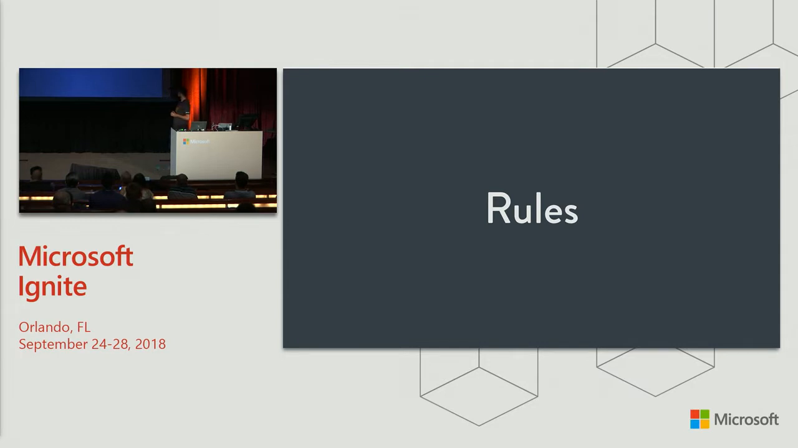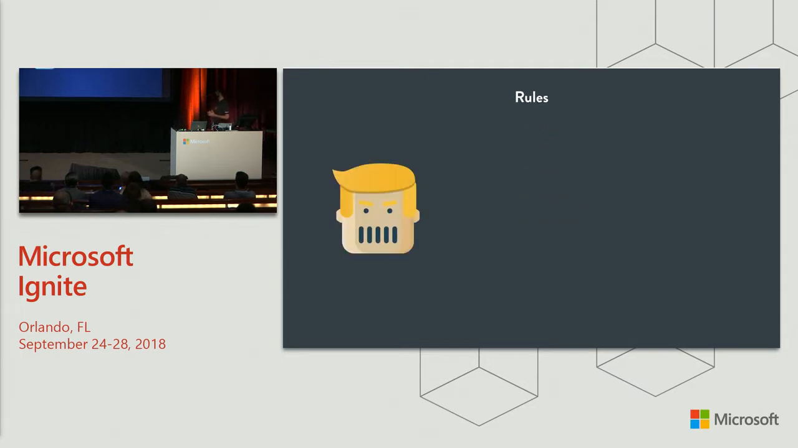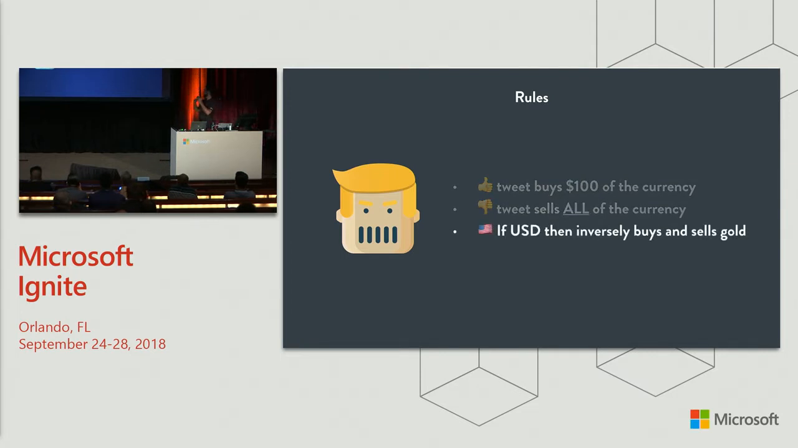So the rules of Botus are pretty simple. Oh, it's an FX trading engine. If it's a positive tweet, it buys $100 of the currency. So if it's a positive tweet about the UK, it'll buy $100 worth of pound sterling. If it's a negative tweet, it sells all of the currency. And if it's the USD, then it inversely buys and sells gold, right?